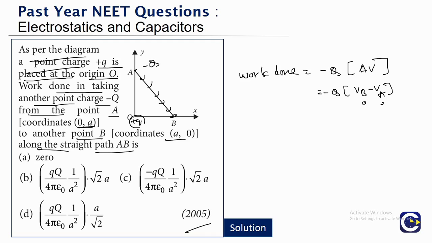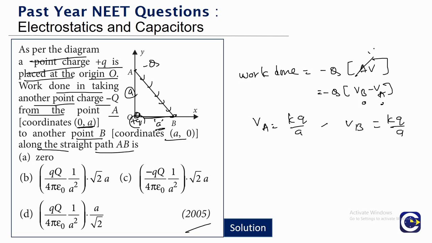Because of the charge at the origin, what is the distance to the point A? It is a, because point A has the coordinate (0, a), which means the y coordinate value is a, so the distance is a. So VA will be equal to K into Q by a. Similarly, what about VB? Point B is again at a distance a, because here we have to look at the x coordinate. Point B's x coordinate is a. So the distance from the origin to point B is a only. So again the potential here because of the charge at the origin is the same, KQ by a, which means VB is equal to VA.